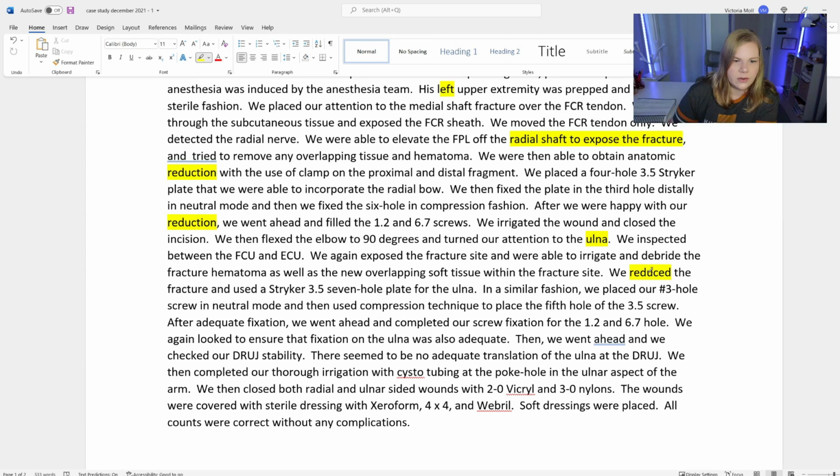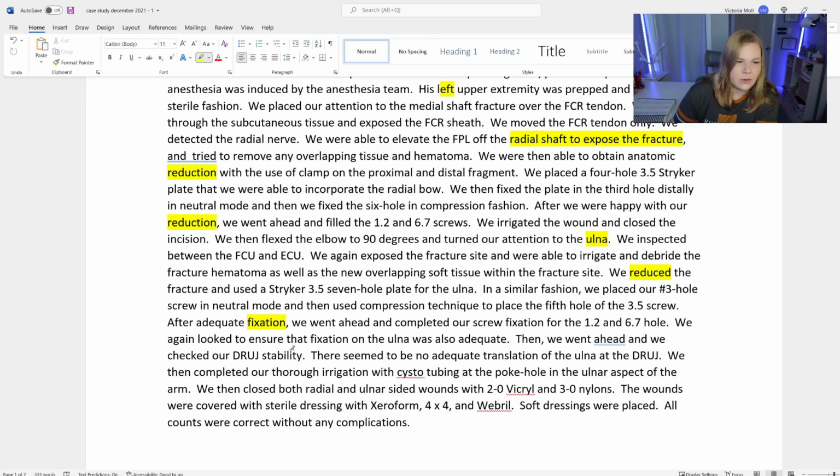We reduced this fracture as well, and used a Stryker 3.5, 7-hole plate for the ulna. In similar fashion, we placed our number 3 hole screw in neutral mode and then used compression technique to place the 5th hole of the 3.5 screw. After adequate fixation, we went ahead and completed our screw fixation. So again, we're fixating it with hardware for the 1, 2, and 6, 7 holes. We again looked to ensure that fixation on the ulna was also adequate.